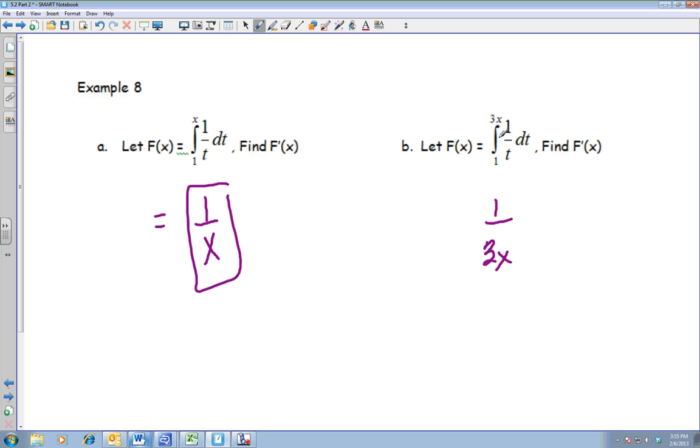3x, but this time, since it's not just an x, it's a 3x, I multiply that times the derivative of 3x. So my answer is, my 3's cancel, 1 over x. Okay, I think, let me check, that is it.